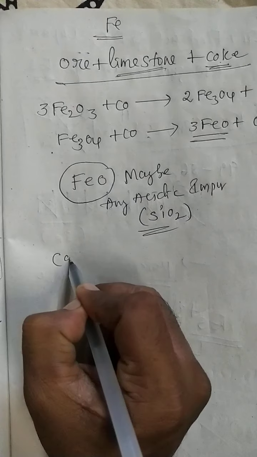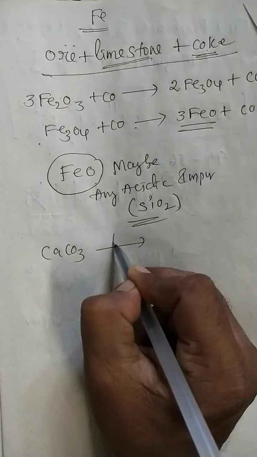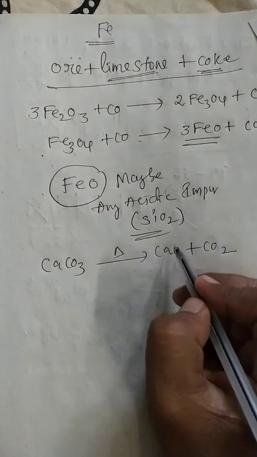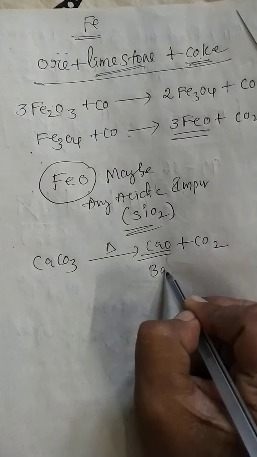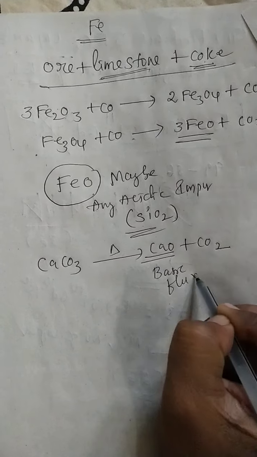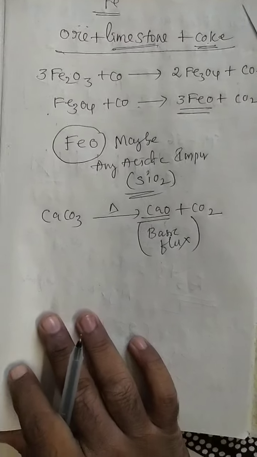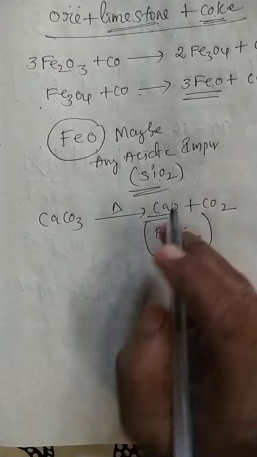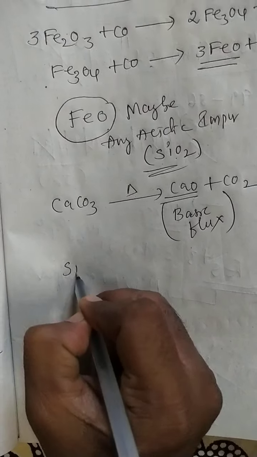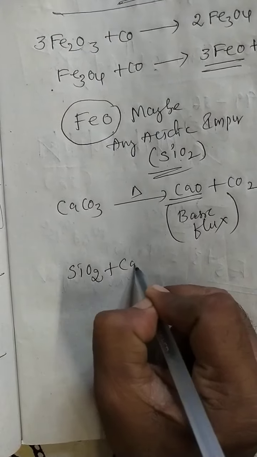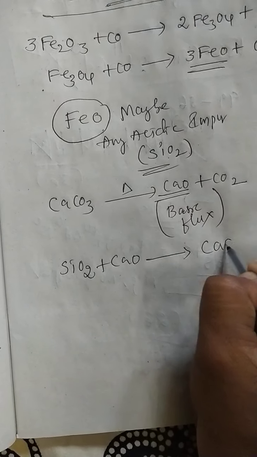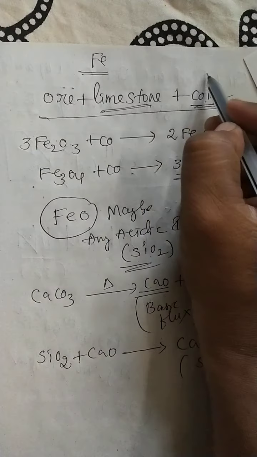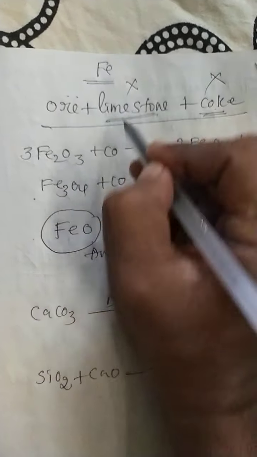So now what happened? The limestone decomposed into calcium oxide and carbon dioxide. Now calcium oxide is the basic flux. Already you know what the acidic flux is? This calcium oxide is a basic flux. This basic flux reacts with acidic impurities. So SiO2 plus CaO forms CaSiO3. It's called slag. So my dear students, the coke's work is done as well as the limestone's work.